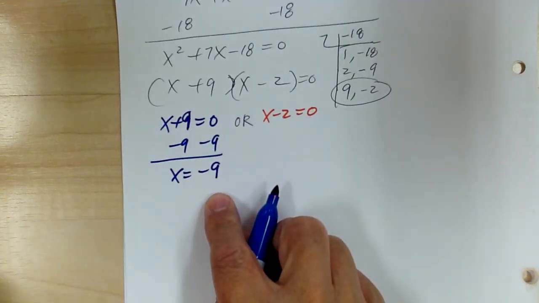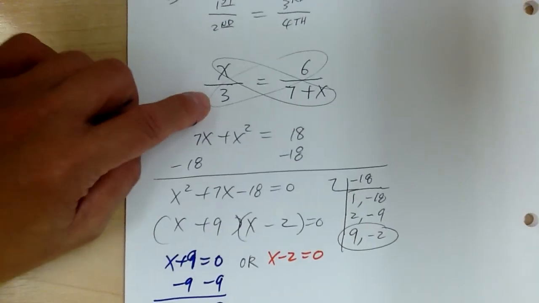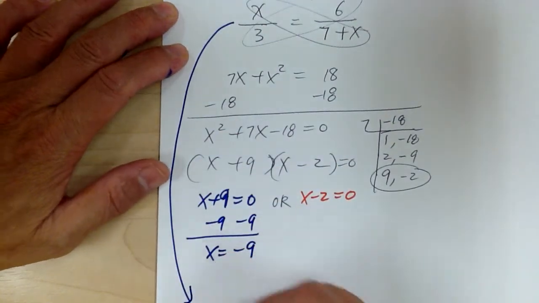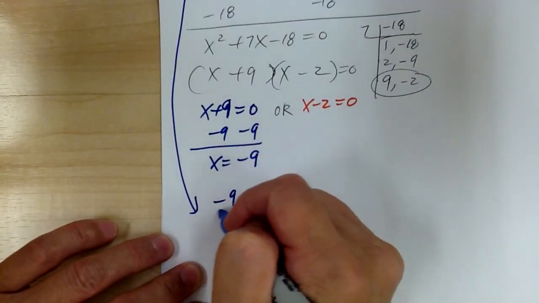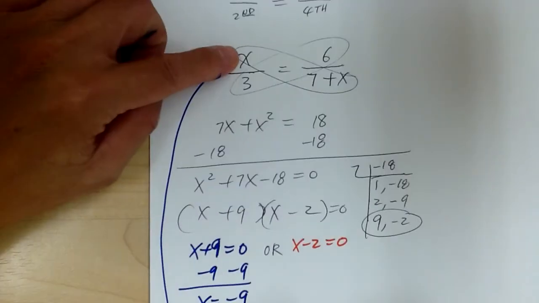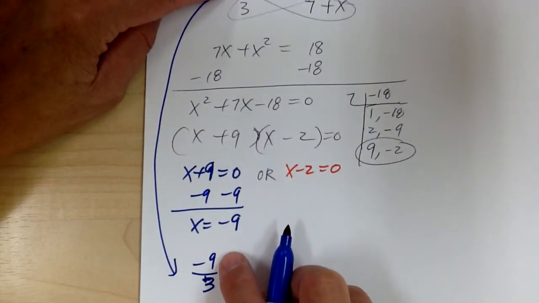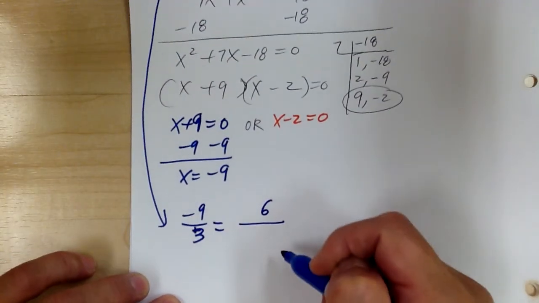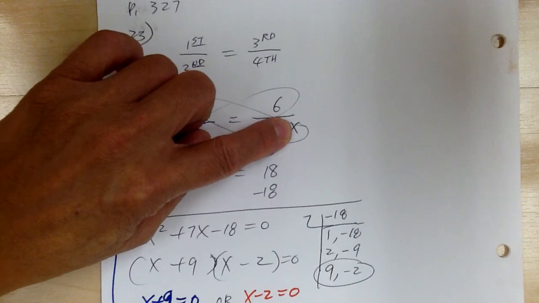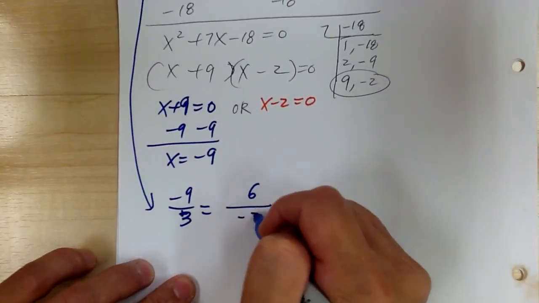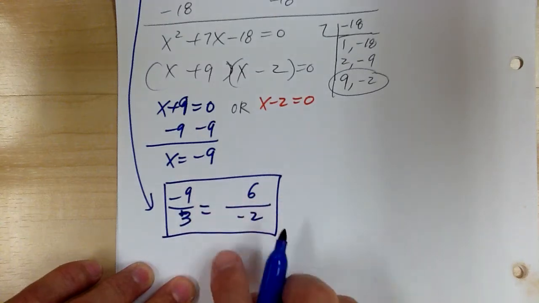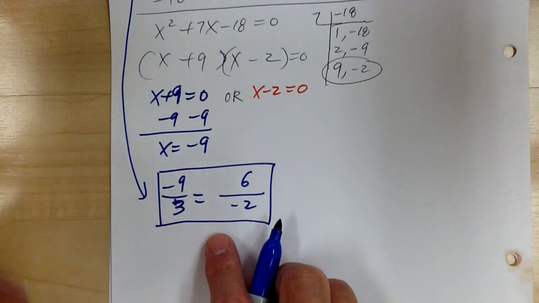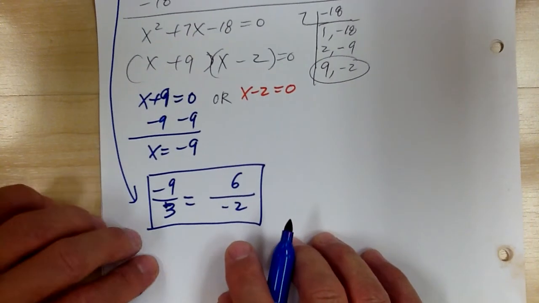Now don't box that yet, because they ask you for the proportion. So x equal to negative 9. If you look at this one over here, you're going to get negative 9 over 3, since I can see that x is negative 9 from here, equal to 6 over, now this is going to be 7 plus x. So 7 plus negative 9 will give you negative 2. So this will be a proportion, and don't simplify, because they ask you for the original proportion. So do not simplify for this kind of problem.